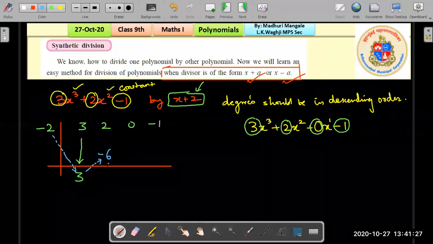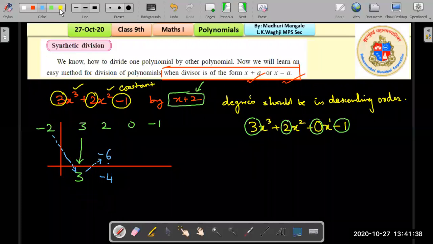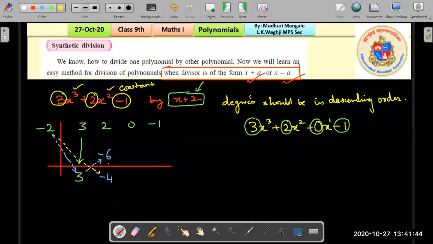Now add the columns. Adding the columns means 2 minus 6. 2 minus 6 is minus 4, right? And then we repeat the process. So what are we doing next? We are multiplying. This minus 2 gets multiplied to this negative 4. So minus minus is plus. 2 times 4 is 8. We write 8 like that. And then combine the columns.